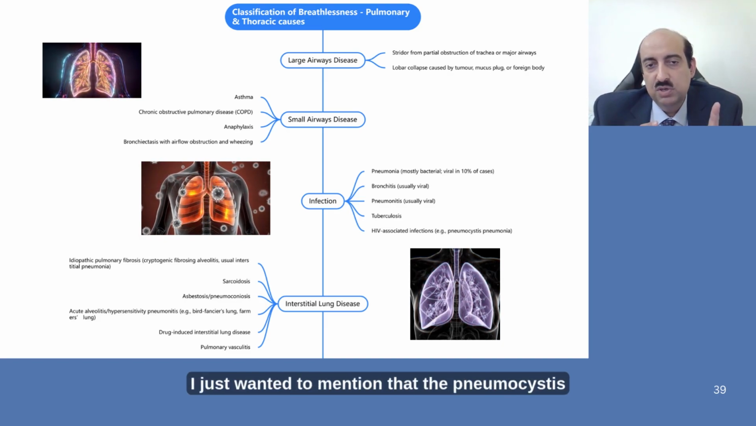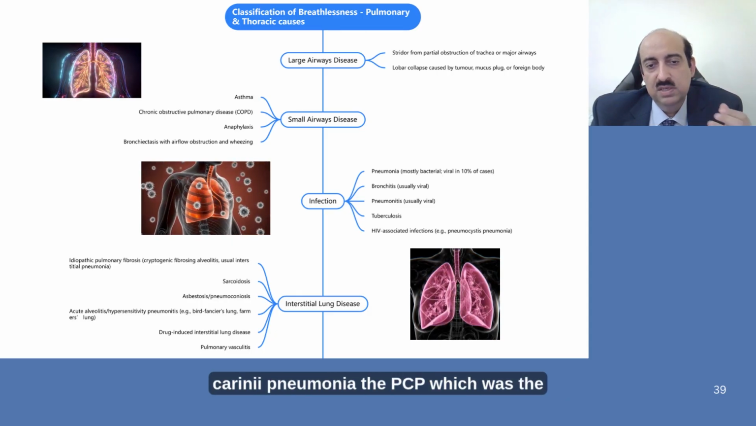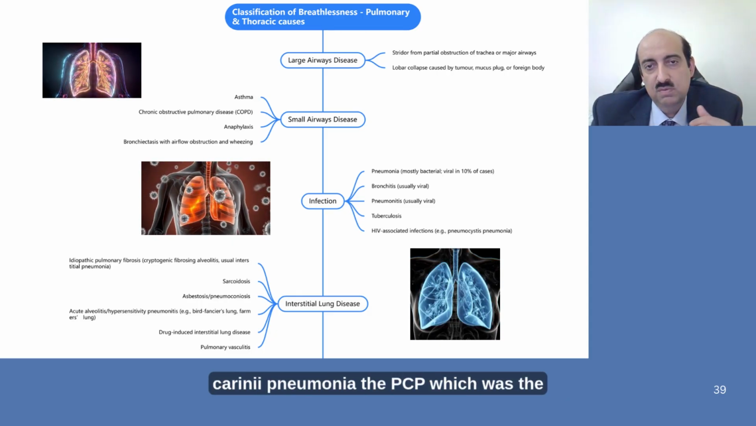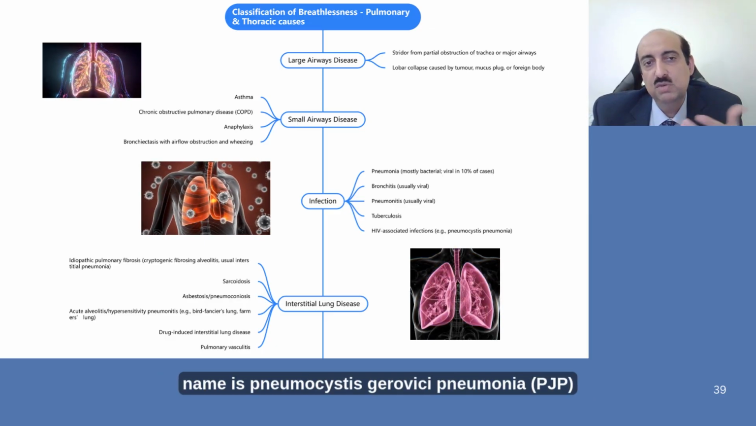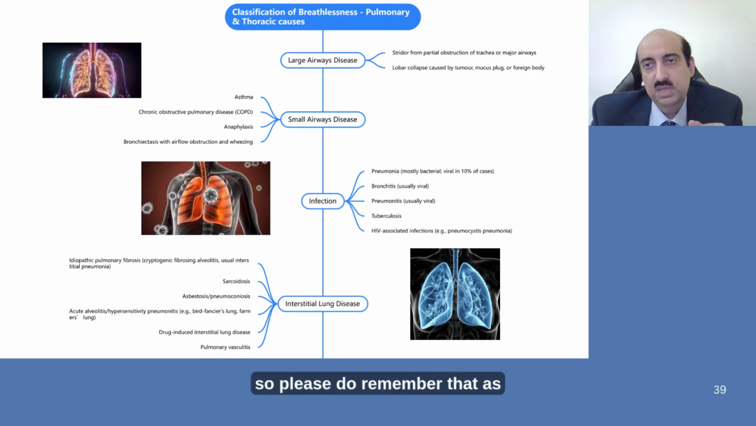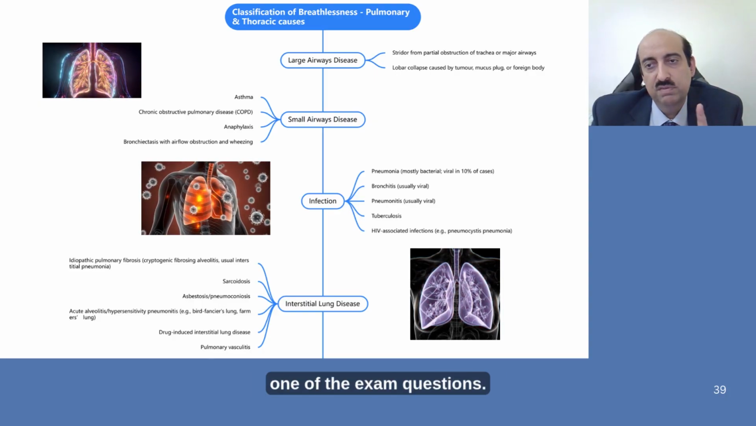One other point I just wanted to mention: Pneumocystis carinii pneumonia, the PCP, which was the previous nomenclature, currently the new name is Pneumocystis jirovecii pneumonia, PJP. So please do remember that as one of the exam questions.